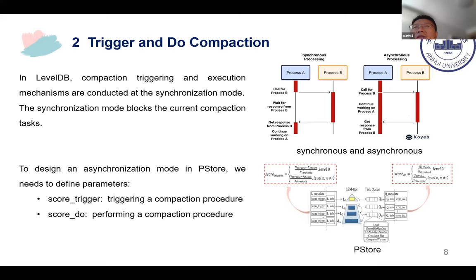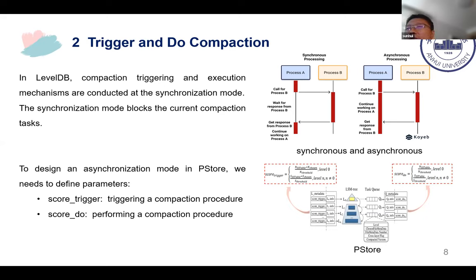In compaction processing, there are two sub processes, including trigger and do. In LevelDB, compaction trigger and the execution mechanism are conducted under the synchronization model. The synchronization model blocks the current compaction task, unlike the asynchronous model. To design an asynchronous model in TSTOM, we need to define the parameters. One is score trigger, which is used to trigger a compaction processing. Score do, the metric, is used to perform a compaction processing.